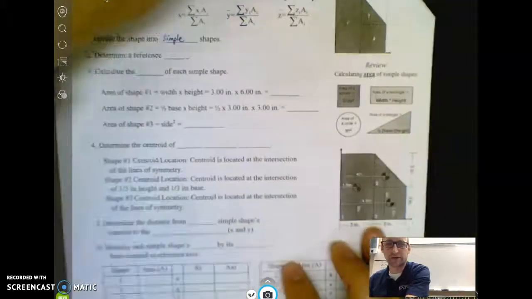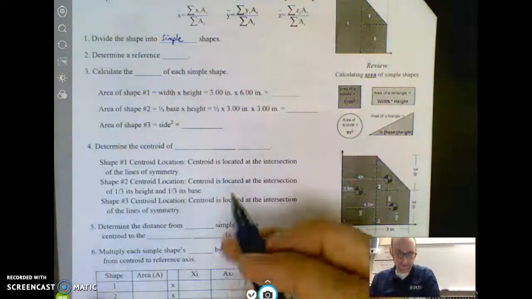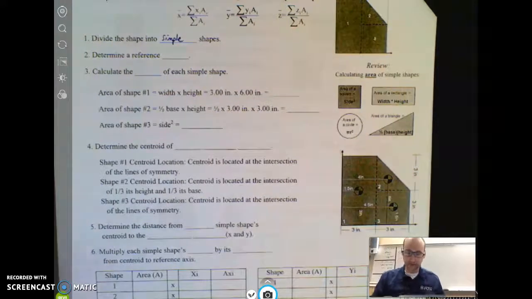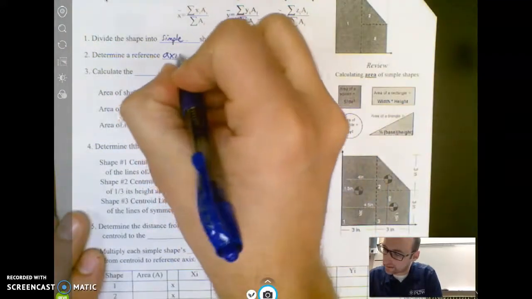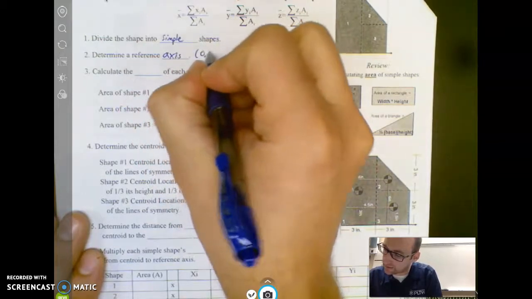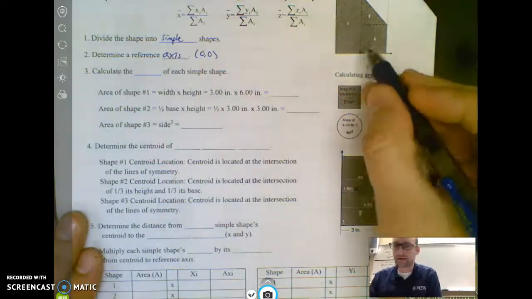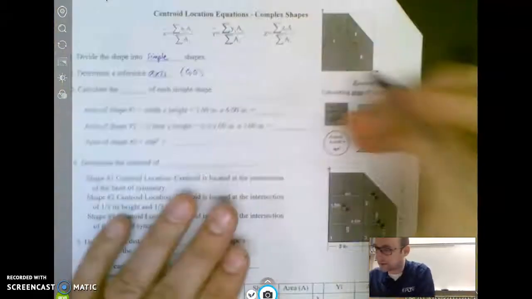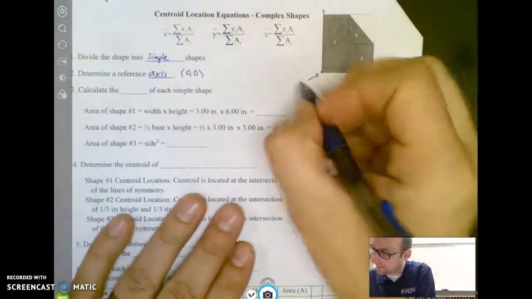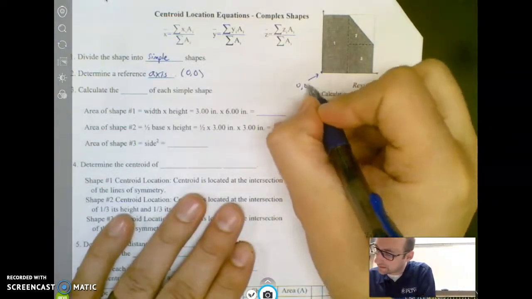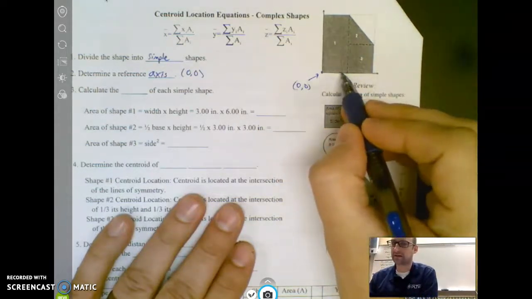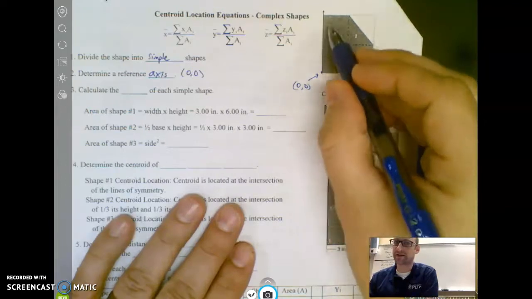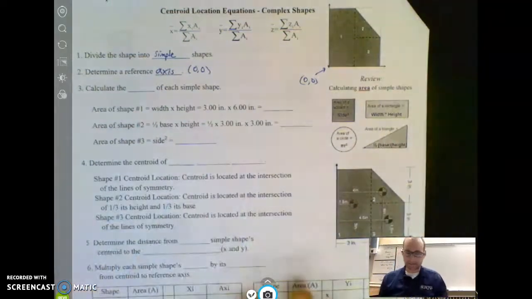So before you get going too far, you always need to determine your reference axis, also known as your 0, 0. Okay, so on this shape, I always try to pick the bottom left corner, because if I do that, then I'm not working with any negative numbers. Any distance I go to the right will be positive. Any distance I go up will be positive.